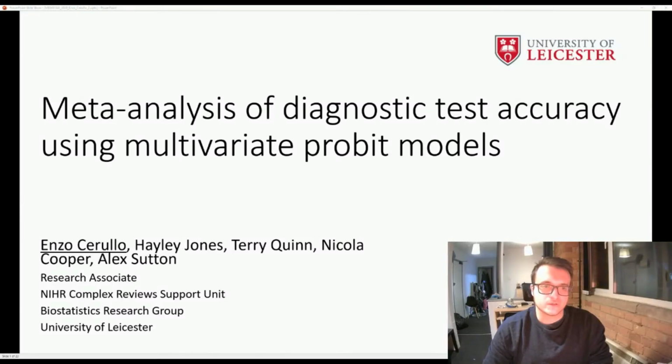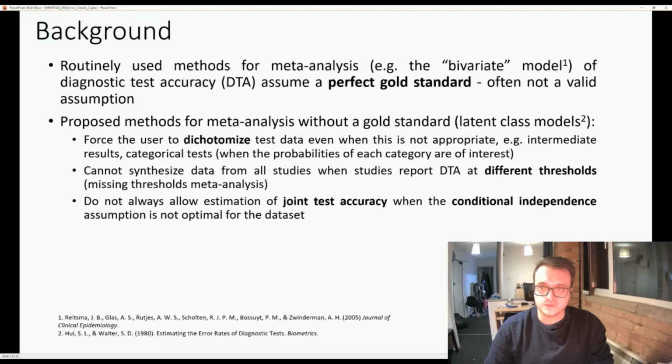I'm going to be presenting on meta-analysis of diagnostic test accuracy using multivariate probit models. So just some background. Routinely used methods for meta-analysis of diagnostic test accuracy data assume a perfect gold standard, which is not always valid.